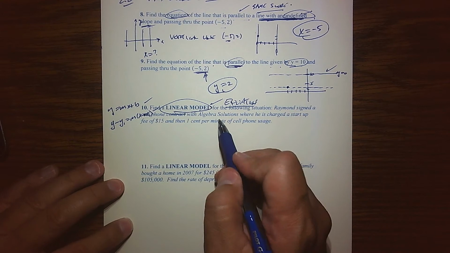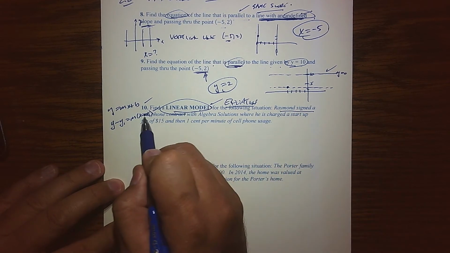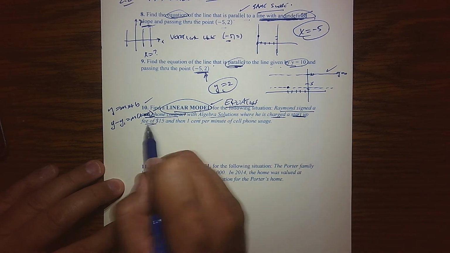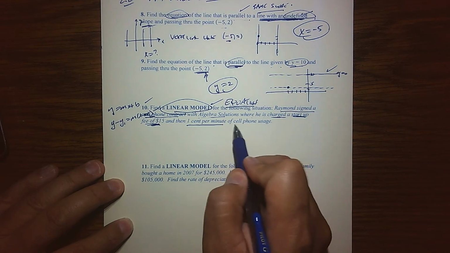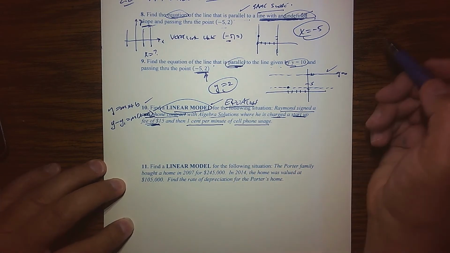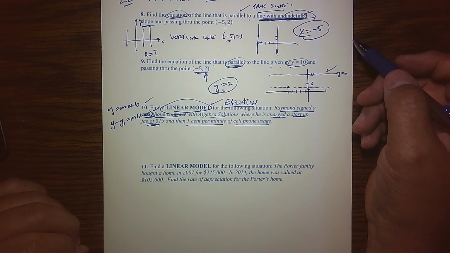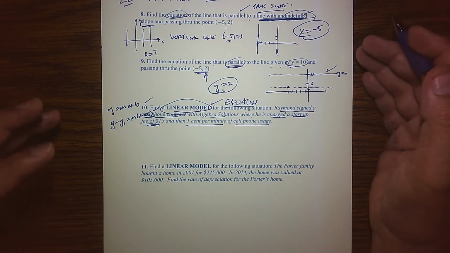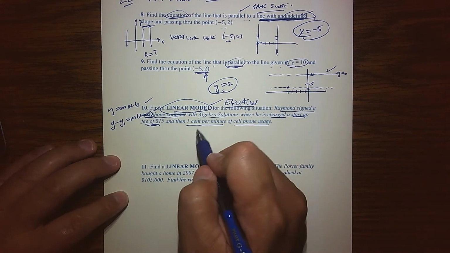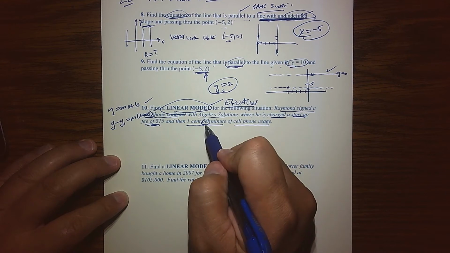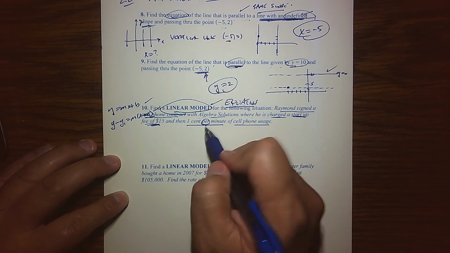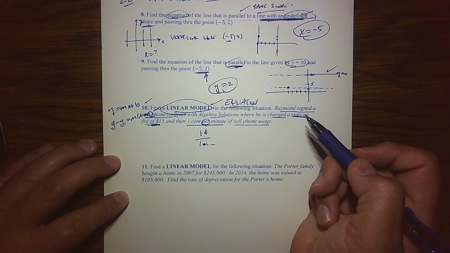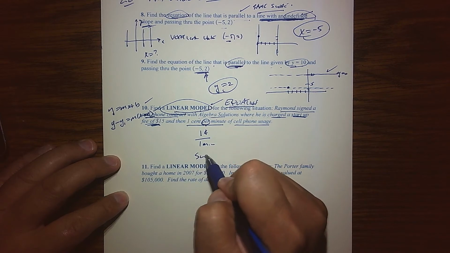So let's look. The situation is Raymond has signed a cell phone contract with Algebra Solutions, where he is charged a startup fee of $15 and then 1 cent per minute of cell phone usage. So there's basically the situation. So what do we have here? What's the data? And we look at it, there's really not any ordered pairs per se. But the language right here, you guys see the word per? That's classic language for basically a fraction. I have 1 cent for every 1 minute of action. And so there is basically our slope.